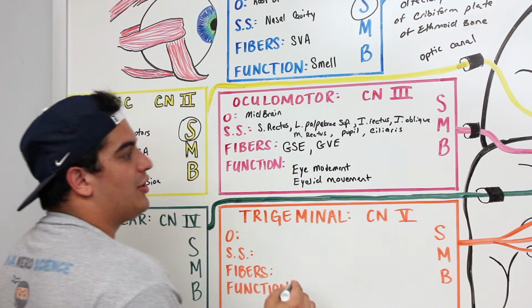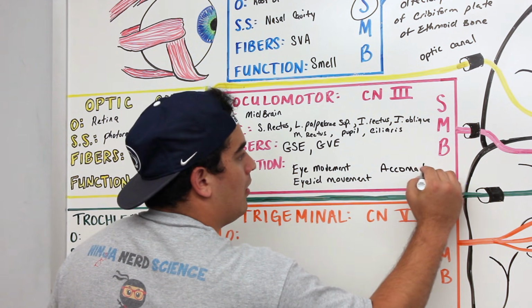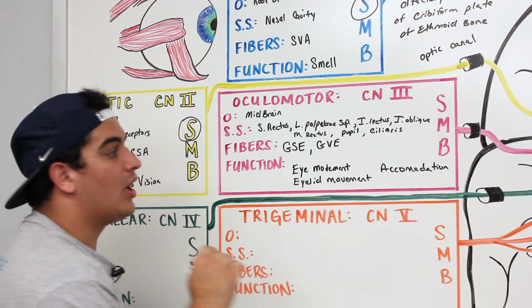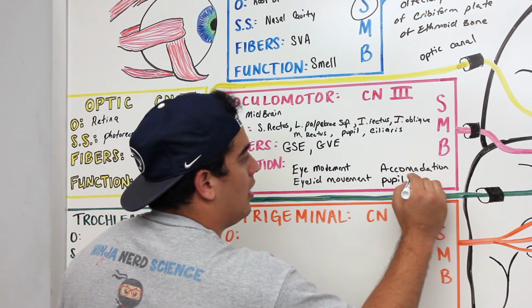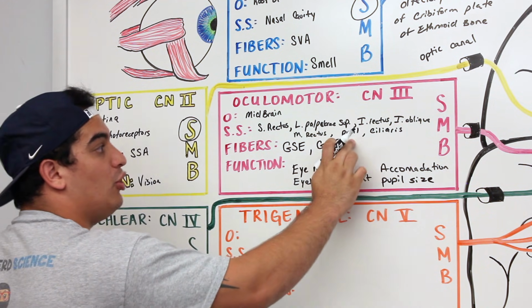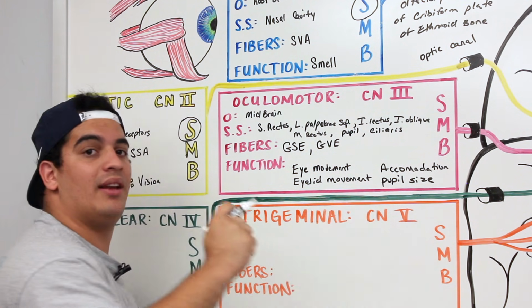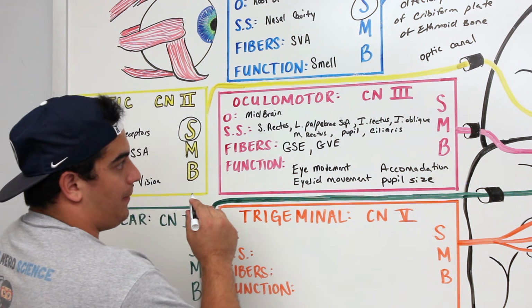And it's controlling accommodation, which is basically when the ciliaris contracts, it changes the shape of the lens. And it controls pupil size. So whenever these parasympathetic fibers, these GVE fibers, innervate the pupil, it causes the pupil to constrict. When the ciliaris contracts, it plays a role within near vision. Okay? That's that guy.